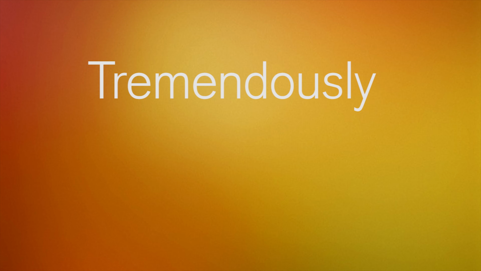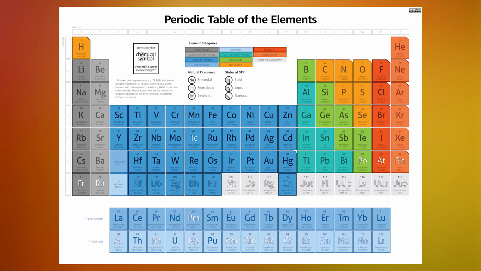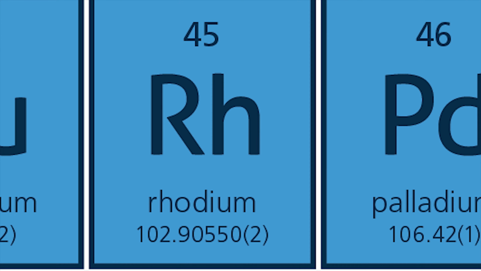To keep track of the elements, we use the tremendously amazing, fabulous periodic table to show us all of the elements. We can quickly find out basic information about every element by finding its symbol on the periodic table.